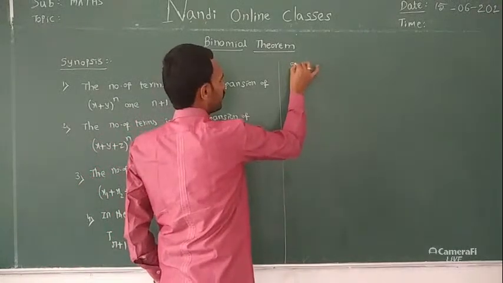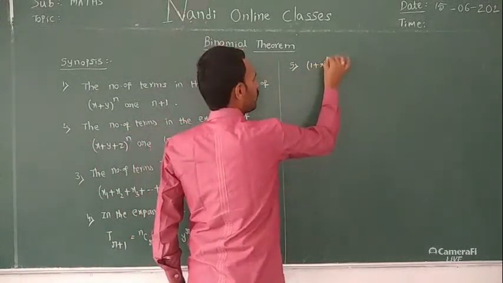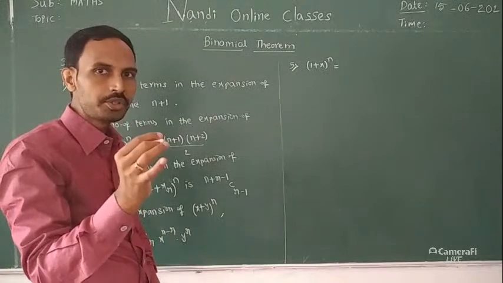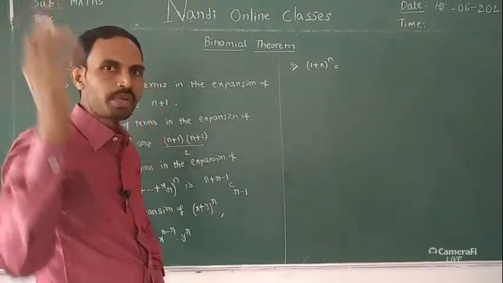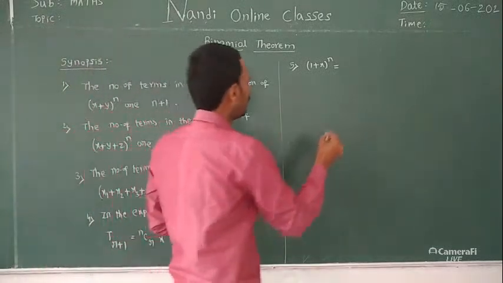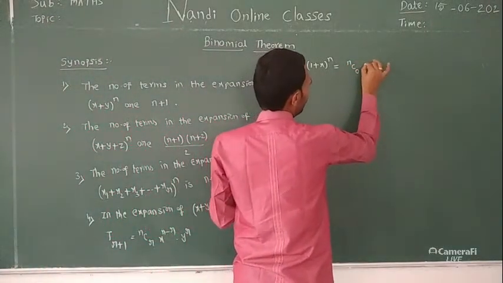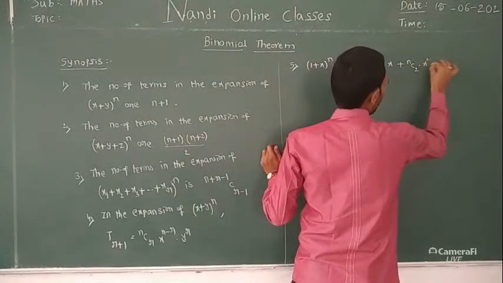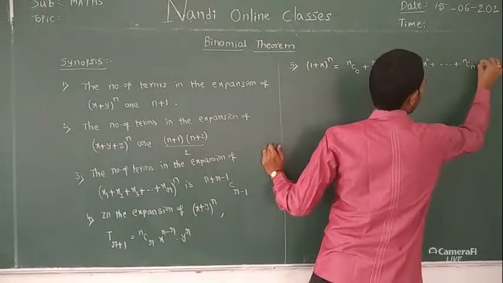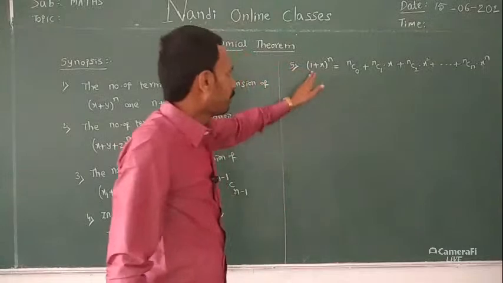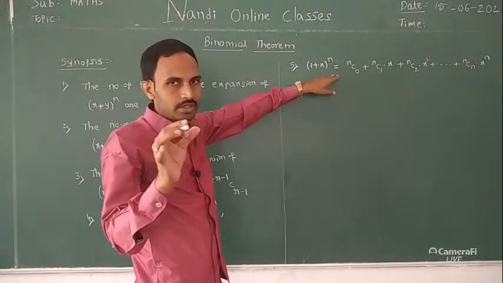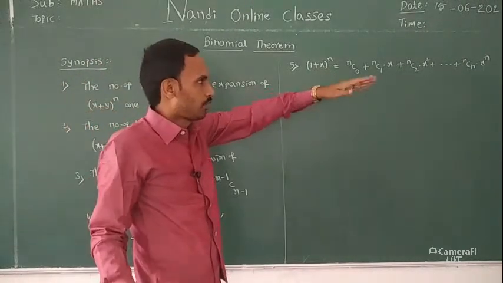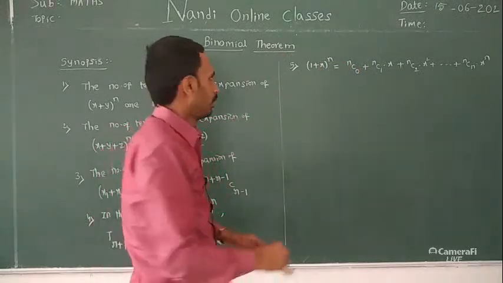Now, fifth point. The formula for (1 + x) whole power n, according to the binomial theorem. (x + y) whole power n, or (a + b) whole power n, is nC0 + nC1 x + nC2 x square and so on, plus nCn x power n. So (1 + x) whole power n is nC0 + nC1 x + nC2 x square and so on, nCn x power n. Okay. 6.